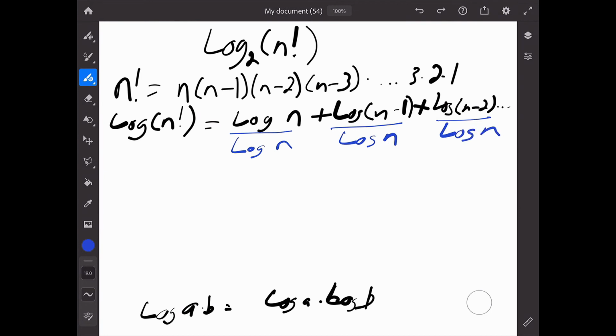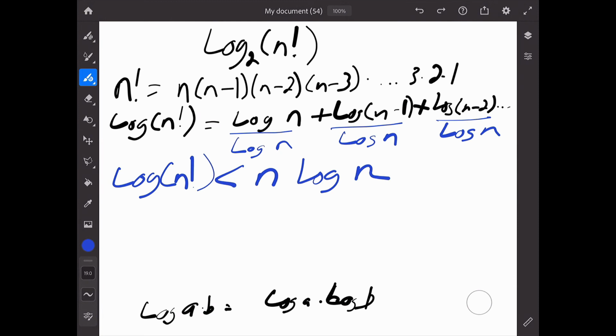And so what that tells us is since every element in blue is bigger than the element in black, I can say that the log of n factorial has to be smaller than n log n. Right, because each term up here is smaller than each term down here. So when we add them all up, what we get from the actual terms on top has to be smaller than our slightly bigger terms on the bottom. Okay, so it's smaller than n log n. That's good. So we can bound it above.